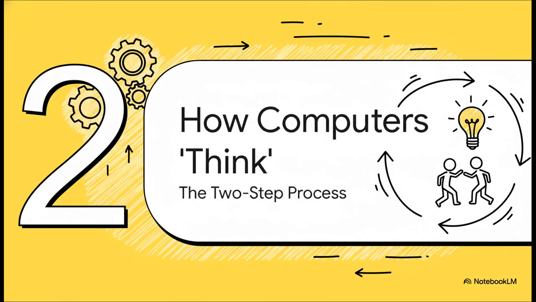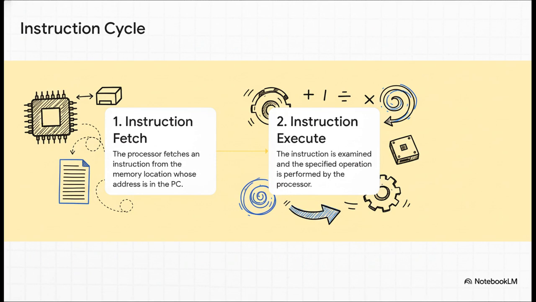Okay, so we've met all the parts, but how do they actually run a program? How does a computer think? It turns out it's a surprisingly simple and incredibly fast 2-step dance that just repeats over and over. This right here is the heartbeat of the computer, the instruction cycle. It's so simple. First, the control unit fetches an instruction from memory. You can picture it reading the next line on a to-do list. Second, the processor executes that instruction. It just does what it was told. Add this number, move that piece of data, store this result. Fetch, execute, fetch, execute. That's it. It just does that billions of times every single second.